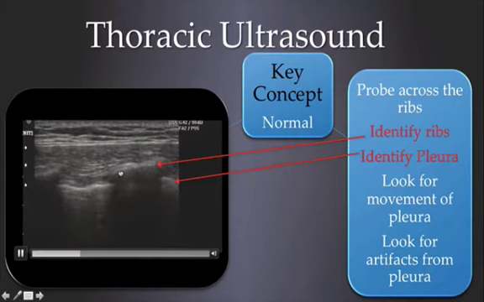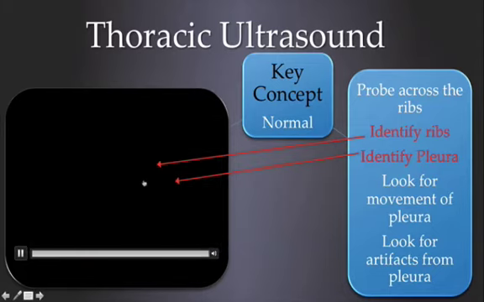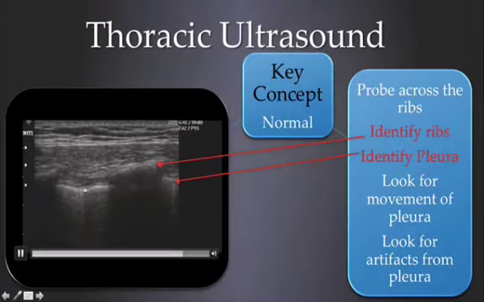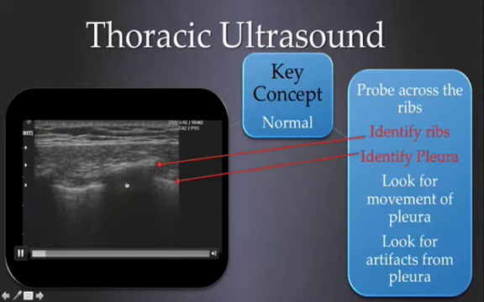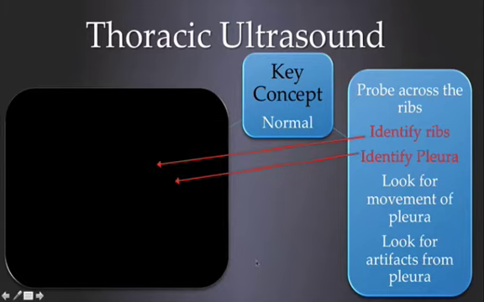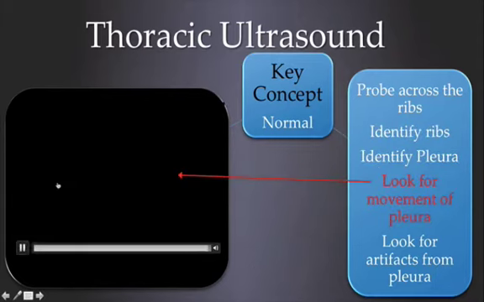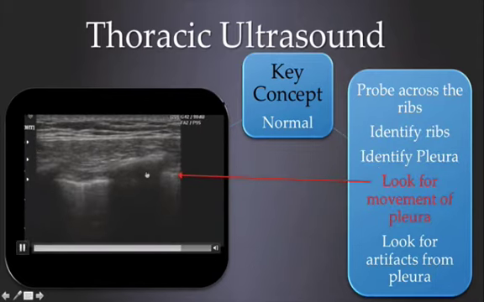Then we're going to look deep to the rib, and the next line we see is right here, and this is the pleural line. Pleural line is always deep to the rib, and it's also always adjacent to the posterior portion of the rib. We can't see the posterior portion of the rib because of the shadowing, but we can see that this line is adherent to the posterior portion of the rib. Then we're going to look for movement of the pleura. This whole image is moving up and back or side to side with respirations. But if you look at the pleura itself, the pleura is sliding also.